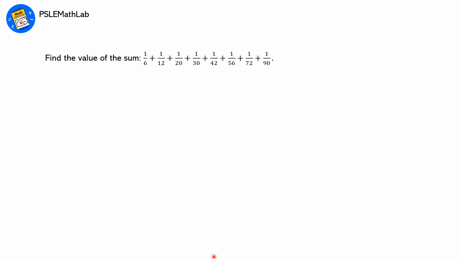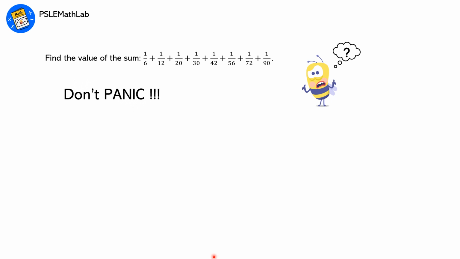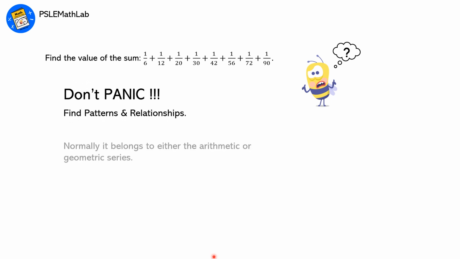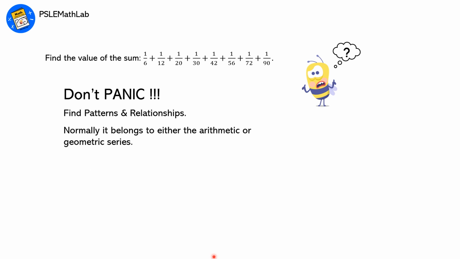Today we are having an interesting fraction series, which is to find the value of the sum of 1/6 plus 1/12 plus 1/20 plus 1/30 plus 1/42 plus 1/56 plus 1/72 plus 1/90. Yeah, so how should we tackle? The first thing is don't panic, and we need to find the relationship between consecutive terms, and normally it belongs to either the arithmetic or geometric series.